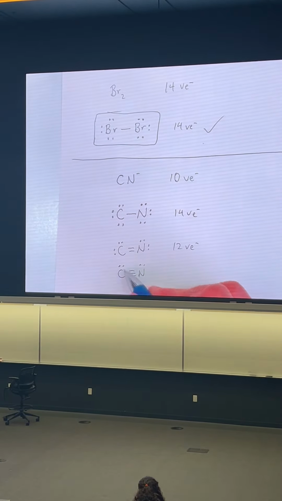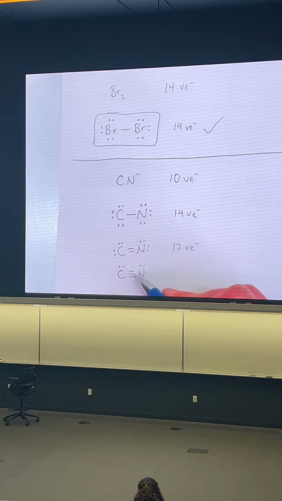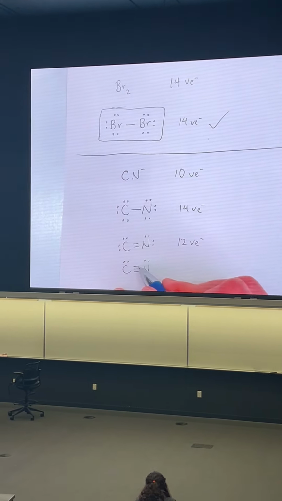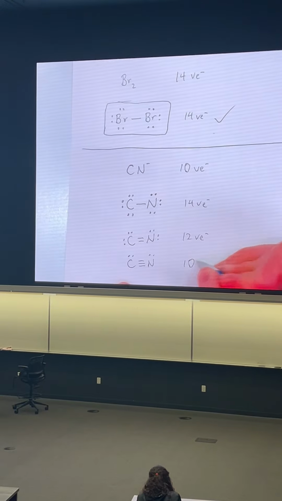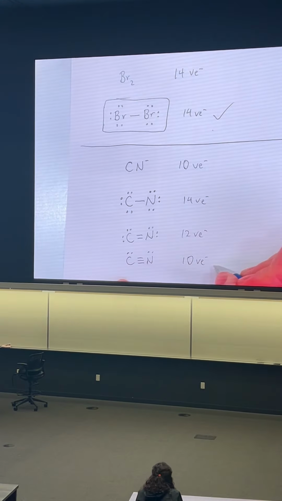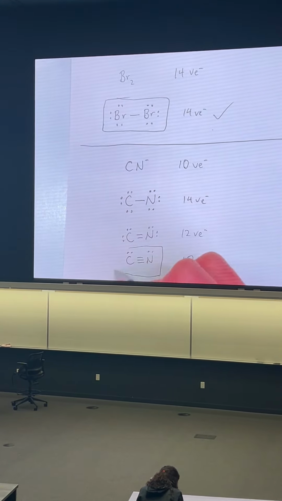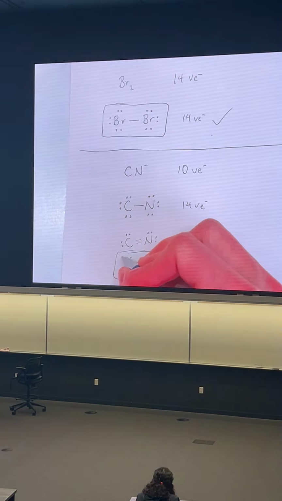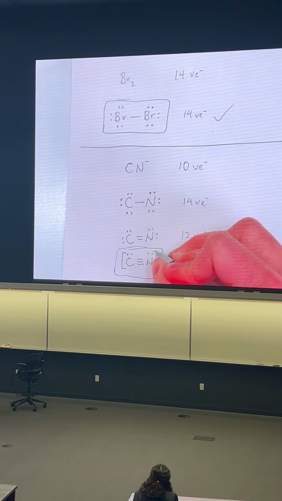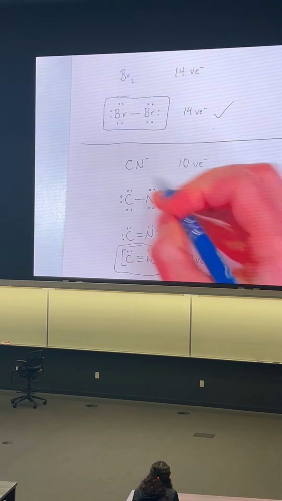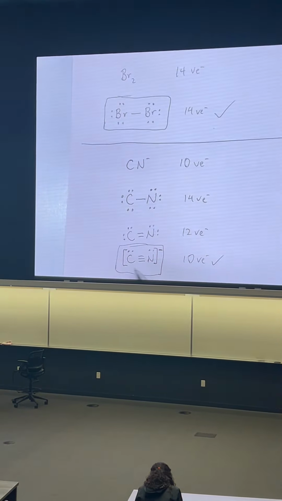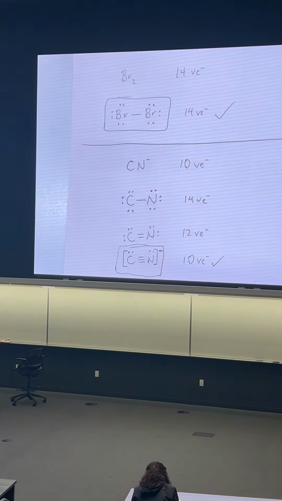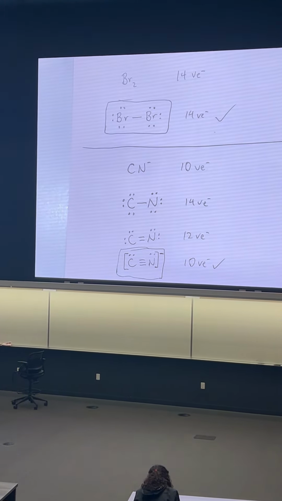2, 4, 6, 8, carbon has an octet. 2, 4, 6, 8, nitrogen has an octet. 2, 4, 6, 8, 10. There's 10 valence electrons. That one checks out. This is the proper Lewis structure. Oh, sorry, it's not. I forgot to put brackets. So because this is an anion, make sure you put brackets and then put the minus charge. Don't forget that. Okay, we ran out of time.